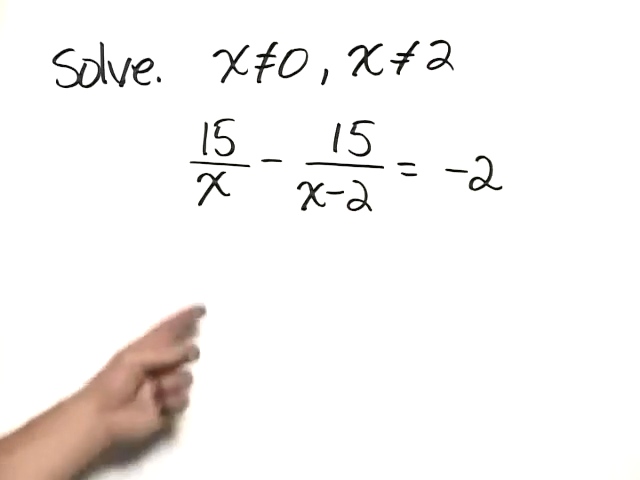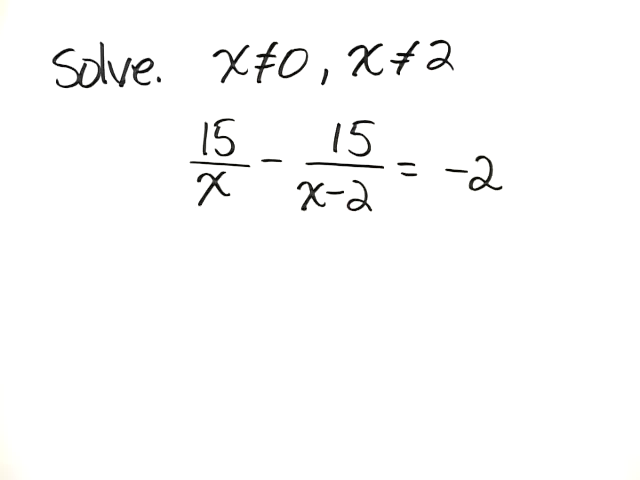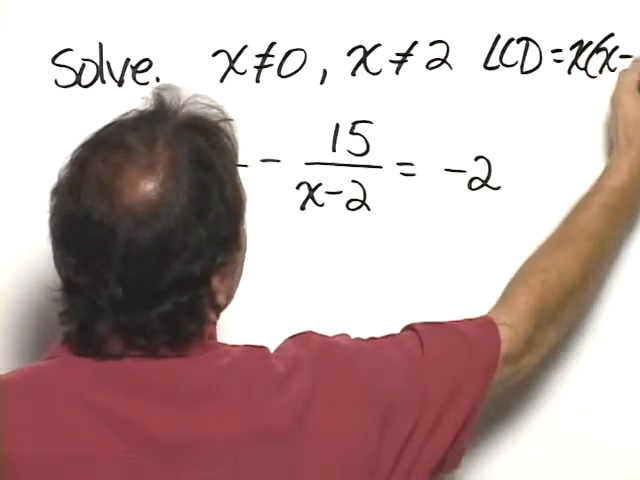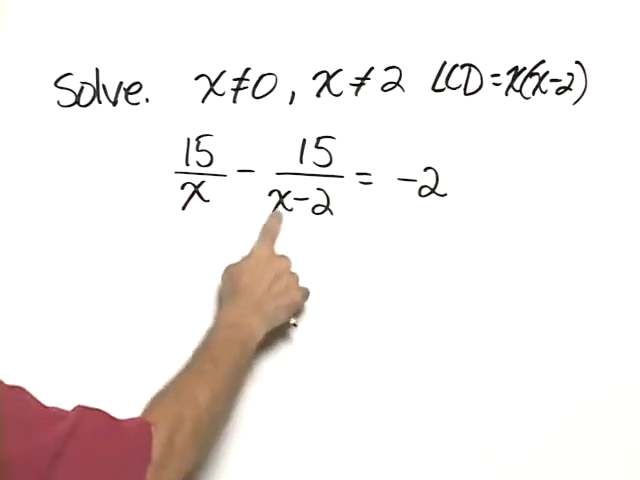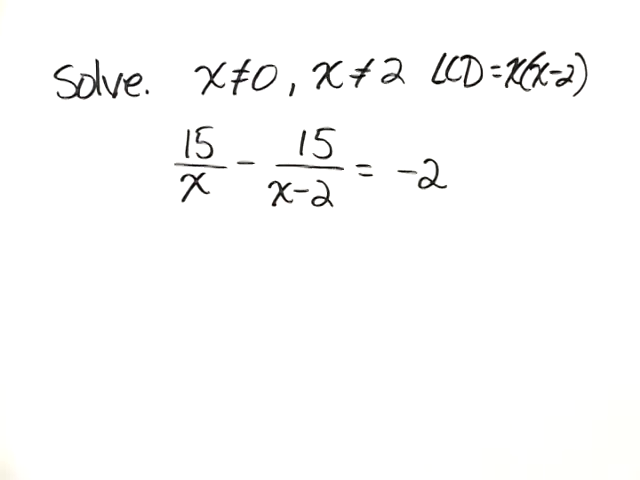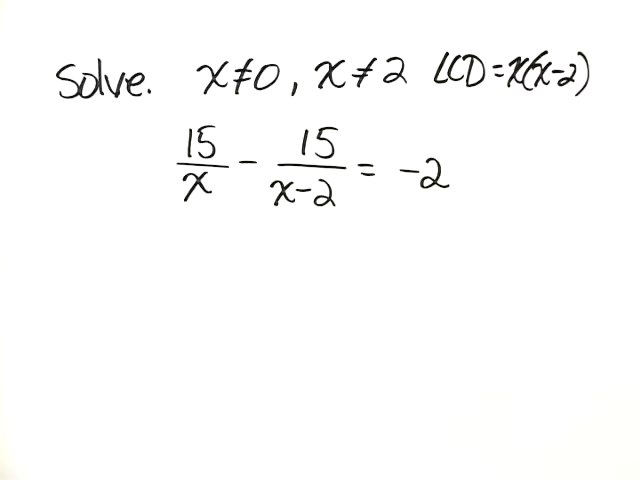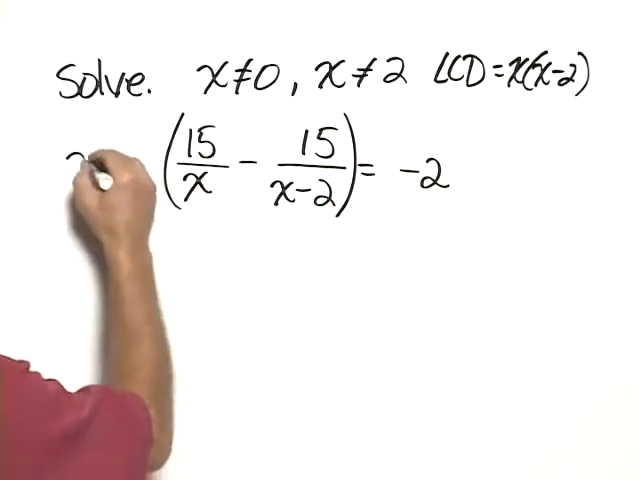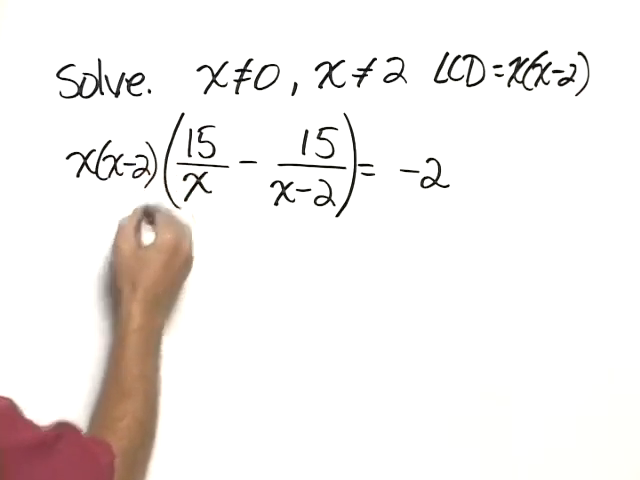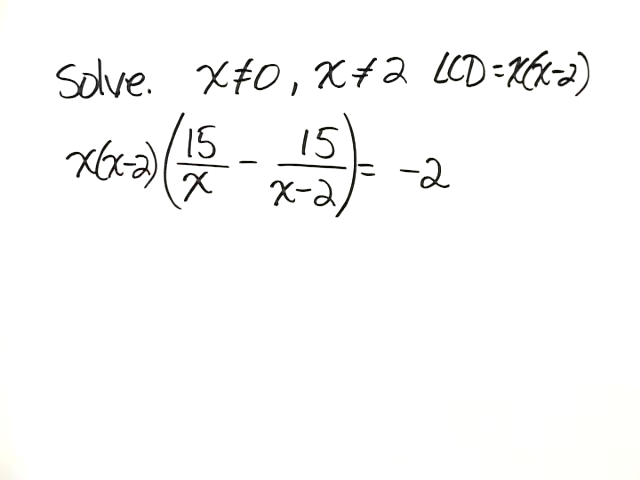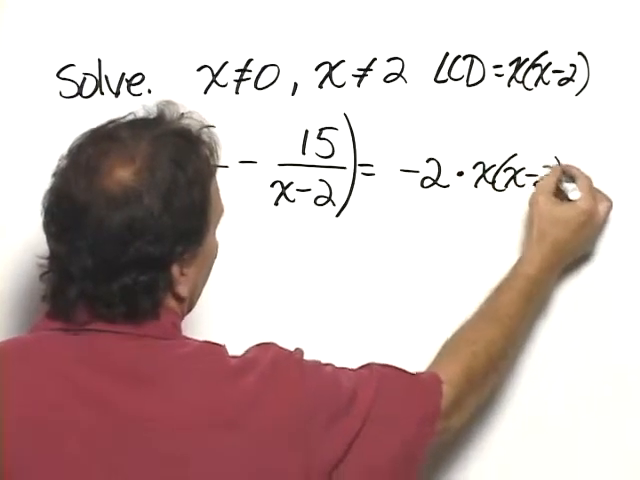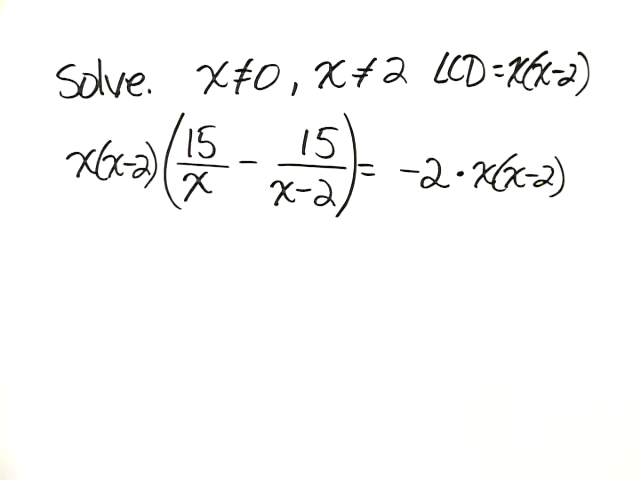The next step is to find the LCD of all the denominators. The LCD in this case is equal to x times x minus 2, the product of each of the denominators. The next step for us is to multiply both sides of the equation by the LCD, x times x minus 2 on the left-hand side, and then also on the right-hand side.